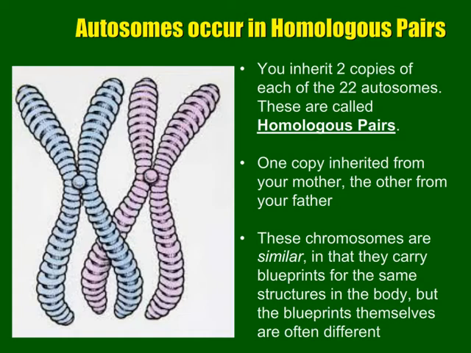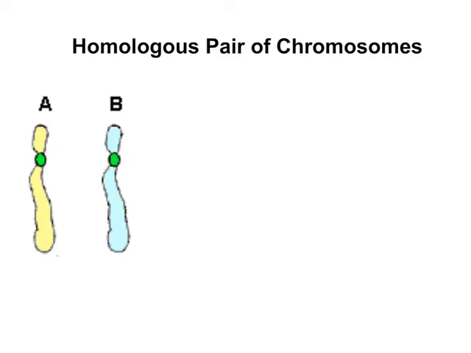You can imagine these as being two different chapters from two different cookbooks. For example, if you open up a cookbook to a chapter on cookies and another cookbook to a chapter on cookies, they both might have recipes, let's say for chocolate chip cookies, but these recipes might be slightly different. And so in this way, homologous chromosomes tend to carry similar types of information, but this information is usually not the same.